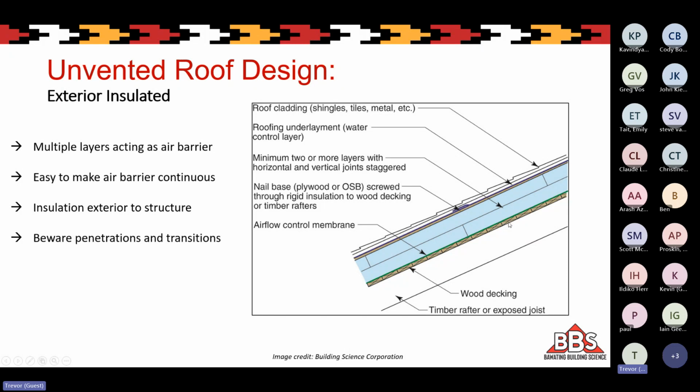It's easy to make this air barrier continuous, this green line, because it's put on before the insulation. It's done on the outside of the structure. You can tie it into the wall air barrier really well at the walls, etc. Since all the insulation is exterior to the structure, this sheathing layer here is actually really warm, so we don't have to worry about condensation here.